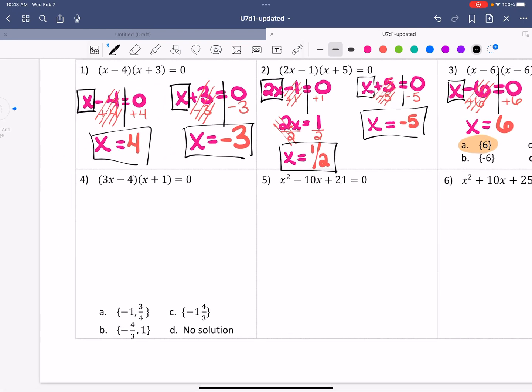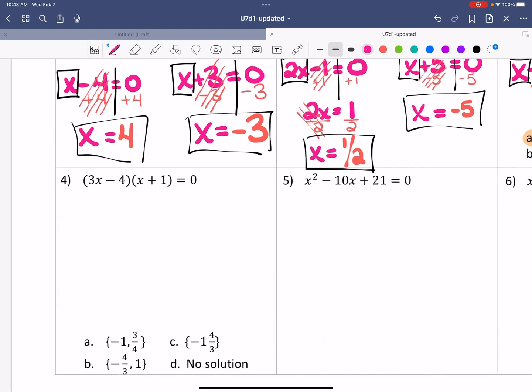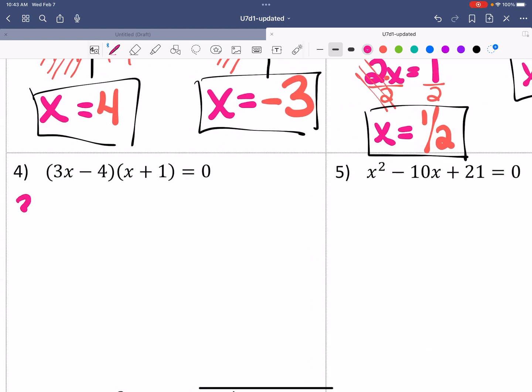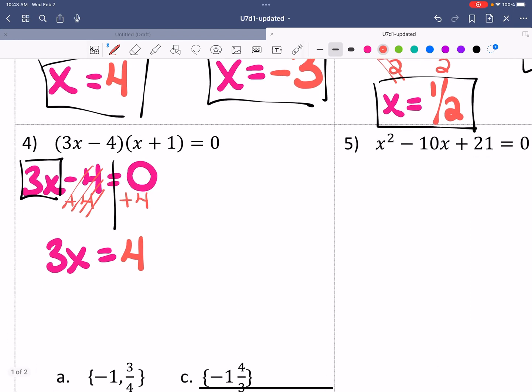Okay, you will do the same thing for number 4. Again, this would be a good time for you to pause, try it on your own, and then come back to it. Take each factor, set it equal to 0, solve for x, move your -4 by doing the opposite, opposite 0 out. Drop down your 3x. 0 plus 4 is 4.